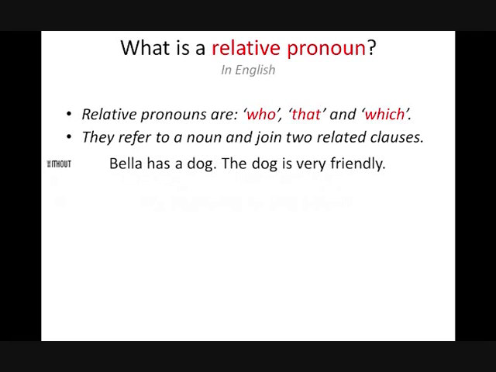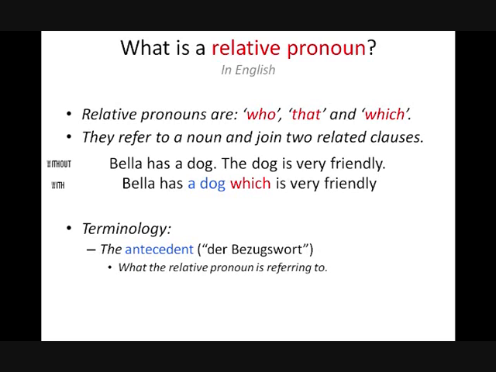Here's another example. Bella has a dog. The dog is very friendly. Notice that there's no relative pronoun there, and notice that there are two separate clauses that are related. They're both talking about the dog. Here's an example with a relative pronoun. Bella has a dog which is very friendly. Notice once again how which is standing in. You can imagine that it's substituting in for the dog up here. Also notice that which is relating to the dog in the same way that the dog up here is related to this dog here. They're both which refers to that dog.